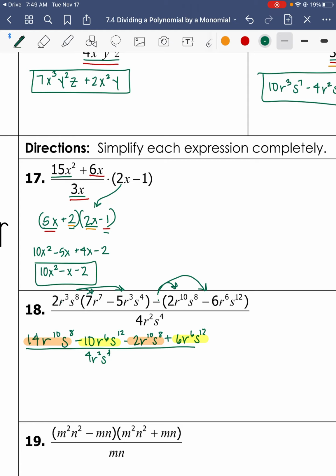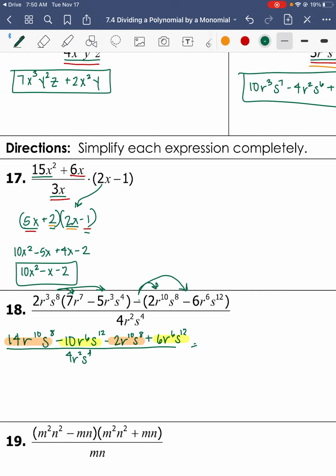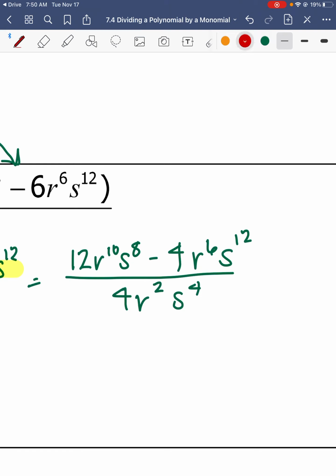So let's do 14r to the 10th, s to the 8th, minus 2r to the 10th, s to the 8th. And when we have like terms, remember, we're just going to be adding and subtracting the coefficients out front. So it's going to be 14 minus 2, which is equal to 12, r to the 10th, s to the 8th. Okay, and then we have negative 10, r to the 6th, s to the 12th, plus 6r to the 6th, s to the 12th. So negative 10 plus 6 is negative 4. So it's going to be minus 4, r to the 6th, s to the 12th. And this is still going to be over 4r squared s to the 4th.